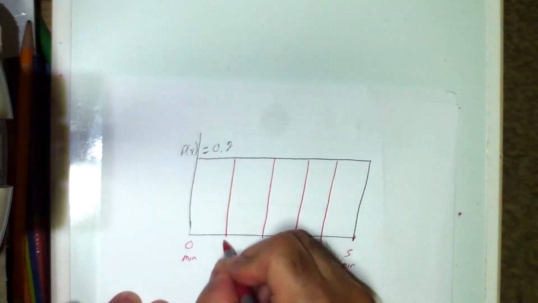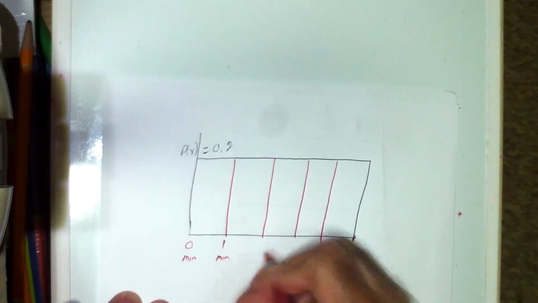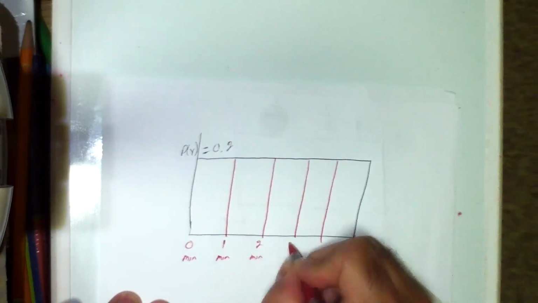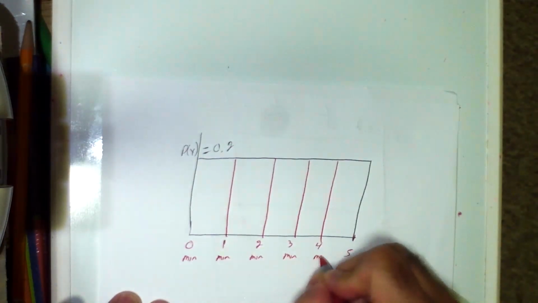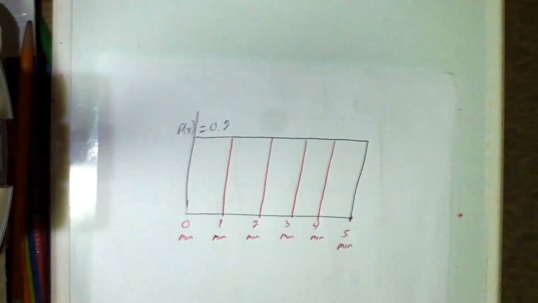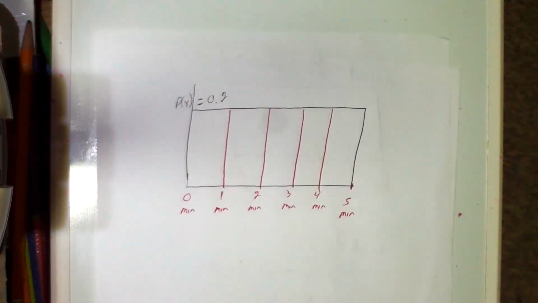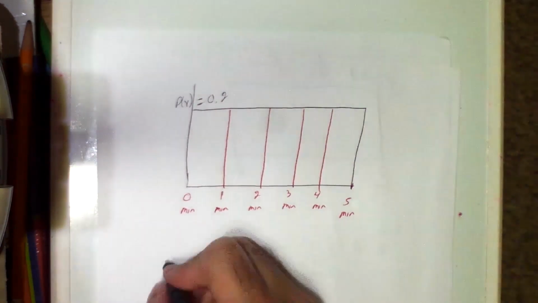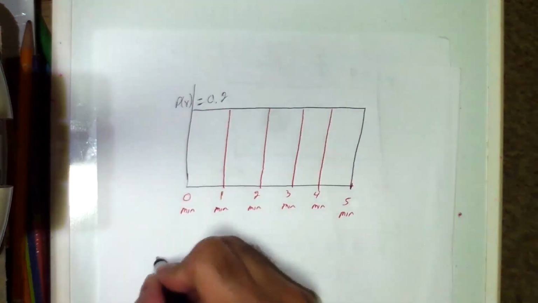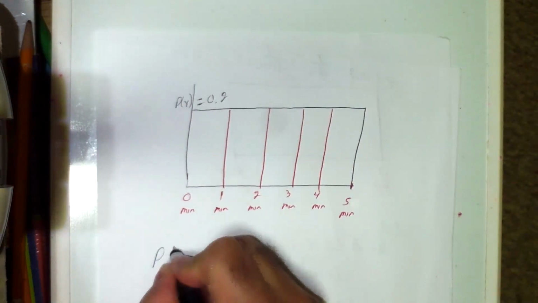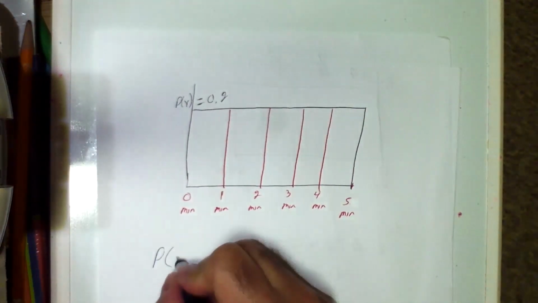And I'm going to label it 1 minute, 2 minutes, 3 minutes, 4 minutes. We can divide it out. And then once you do that, you can figure out the probabilities. And you got to remember, to figure out the probabilities, you're going to use the formula, length times width, the area.